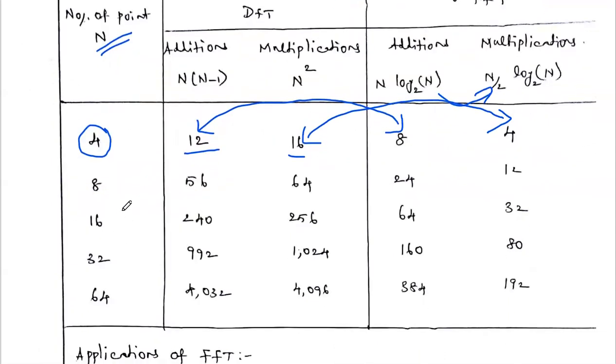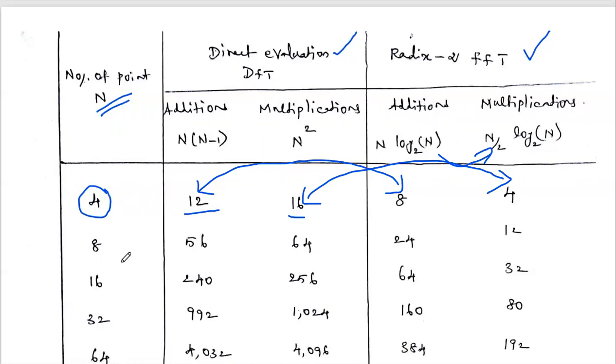Similarly, if you want to perform the 8-point DFT, using this formula you just find the answers. The number of additions needed is 56, and the number of multiplications is 8 squared, which is 64. Similarly, in the FFT algorithm you substitute in the formula n log n, so 24 and 12. If it is a 16-point DFT, the number of additions is 240 and the number of multiplications is 256. Here, in the FFT, the number of additions is just 64 and the number of multiplications 32.